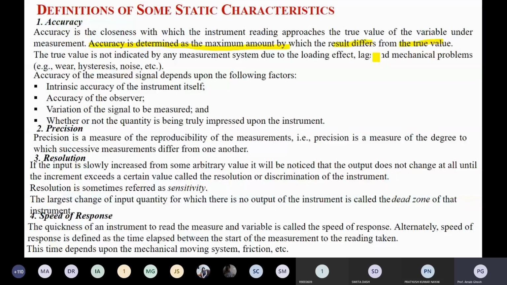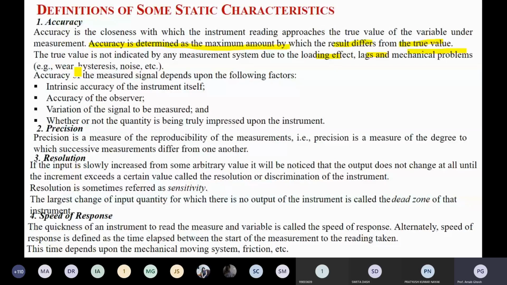So the true value is not indicated by any measurement system due to the loading effect. Loading effect means sometimes the instrument itself also acts as a load. It will definitely draw power, so some loading will be there. So loading effect, lags and mechanical problems, these three things especially may cause a barrier to accuracy. So accuracy means how much maximum amount of value you can fetch from the system, in the presence of loading effect, lags and mechanical problems.